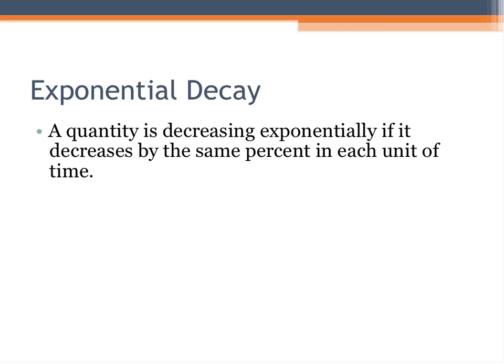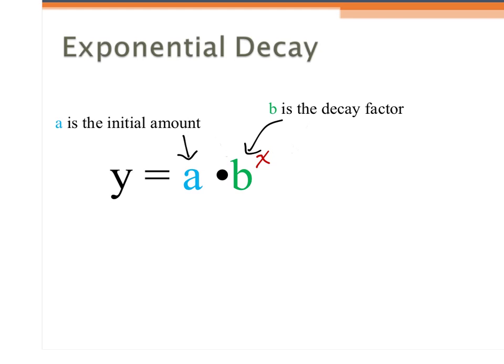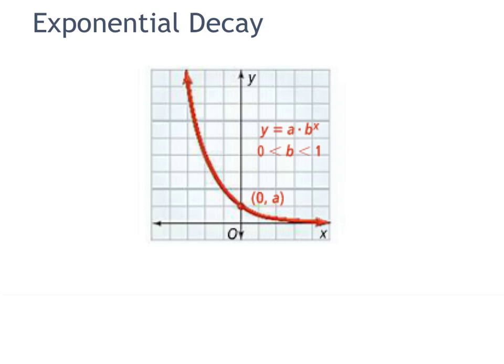A quantity is decreasing exponentially if it decreases by the same percent in each unit of time. In that case, it's called exponential decay. Notice that the formula for exponential decay is the same as exponential growth, but there is one difference. In exponential growth, the b had to be greater than 1. In exponential decay, the b has to be between 0 and 1. So it's going to be less than 1, but it's still going to be positive. As you can see, this is a graph of exponential decay. The graph is going down. Again, it never actually crosses the x-axis. As it decreases, it gets closer and closer to where y equals 0.